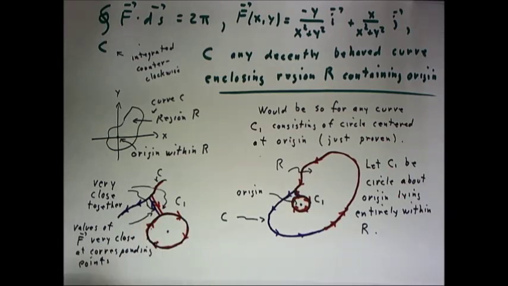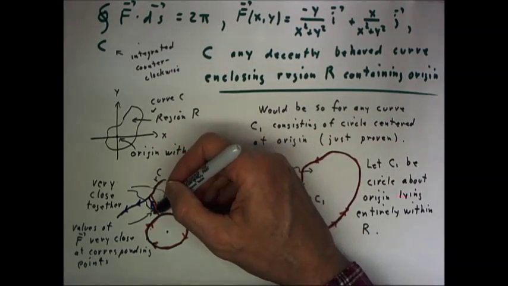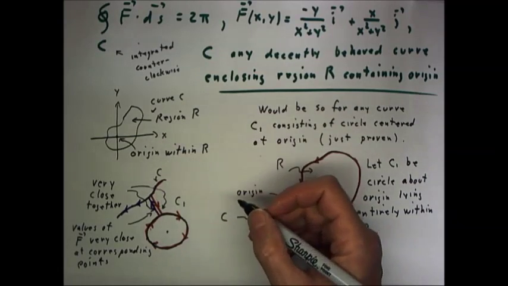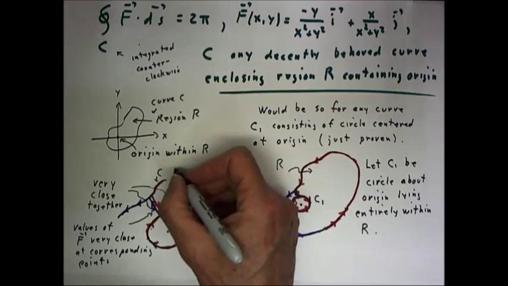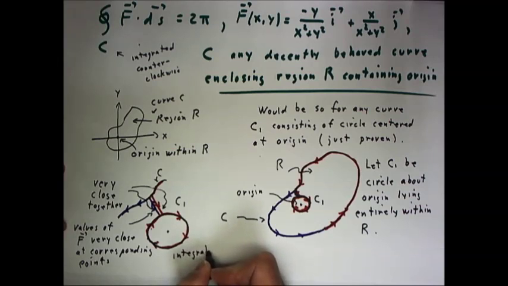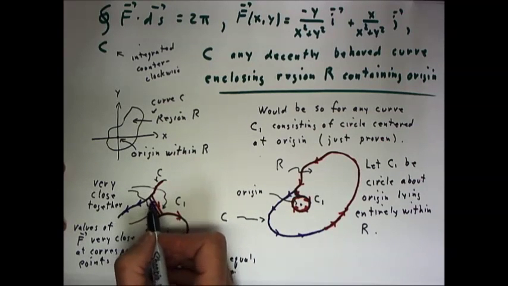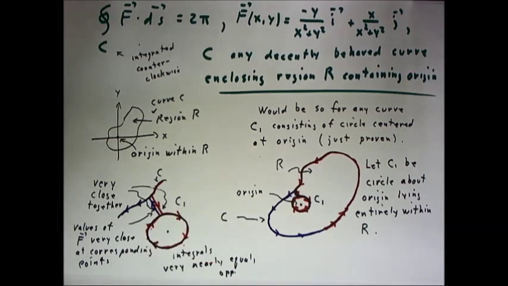by much if it's a continuous and differentiable function. So that the integral over the red curve going this way and the integral over the blue curve going this way are very nearly equal and opposite. Now I'm talking about the integrals over these two little bridging points that bridge from the curve C to the curve C1.